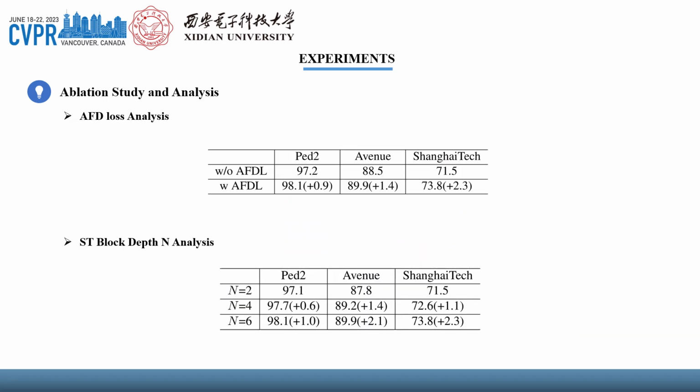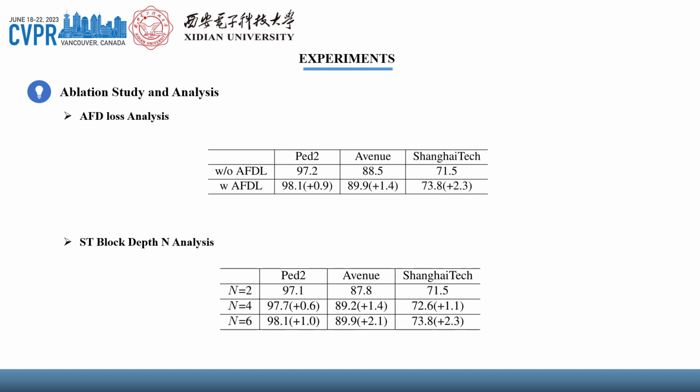Next, we analyze the impact of the AFD loss. The top table shows the performance differences on three datasets with and without AFD loss. It can be seen that the AFD loss has a performance boost on all three datasets, especially for the Shanghai Tech dataset, where it improves the AUC by 2.3%.